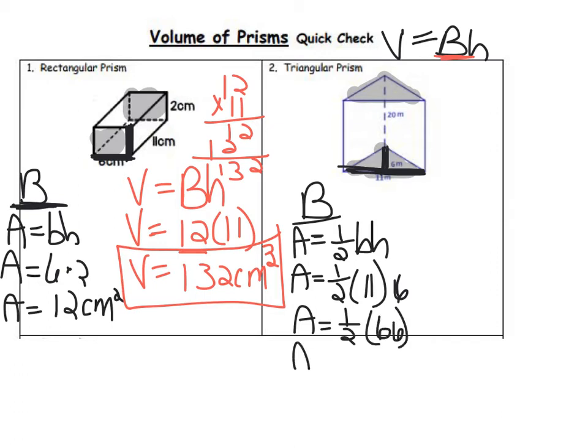66. So what would be half of 66? So it's 33 square meters. 33 square meters.